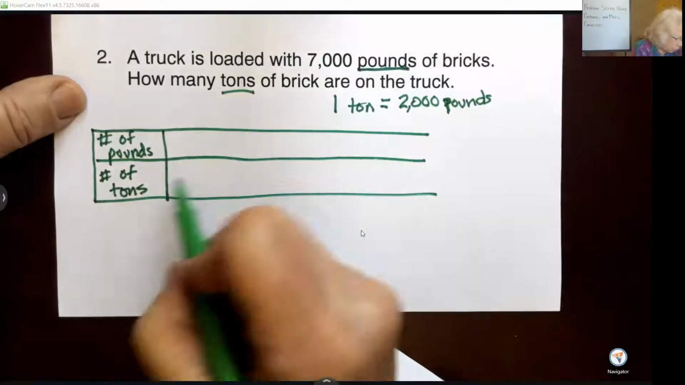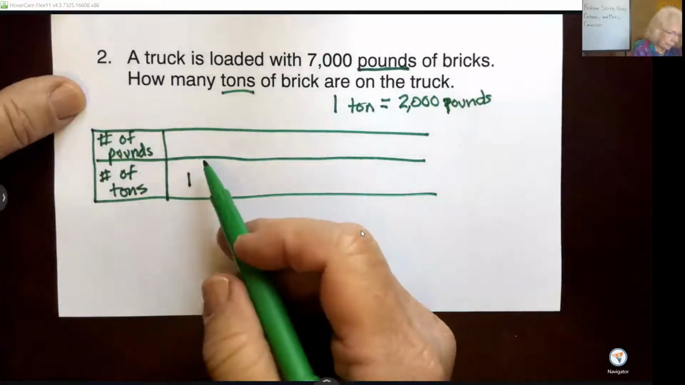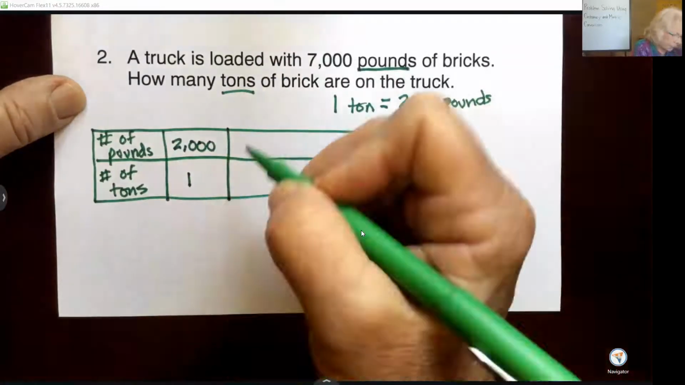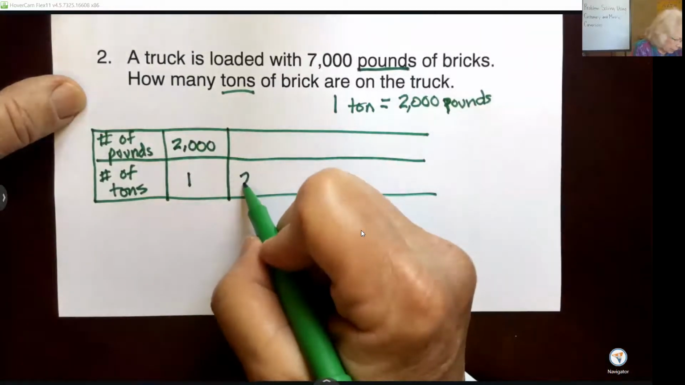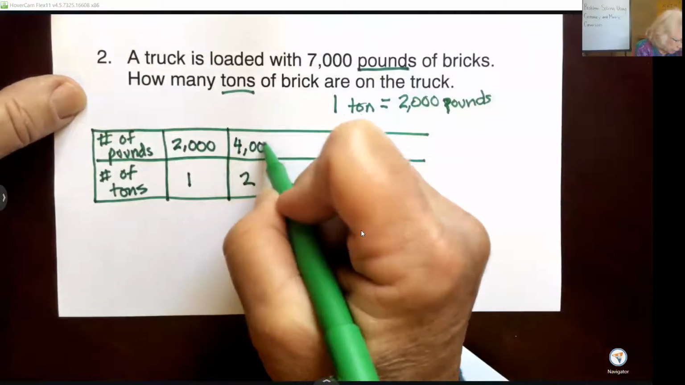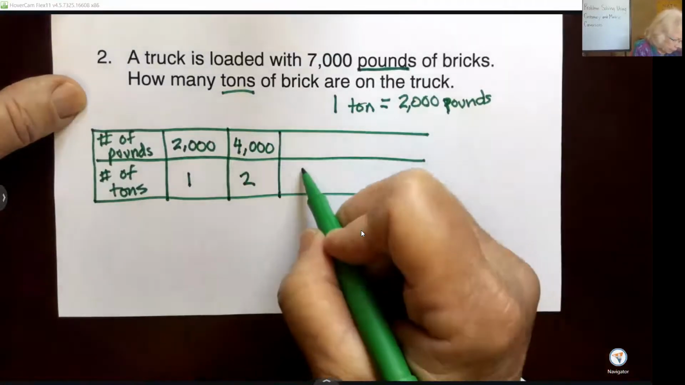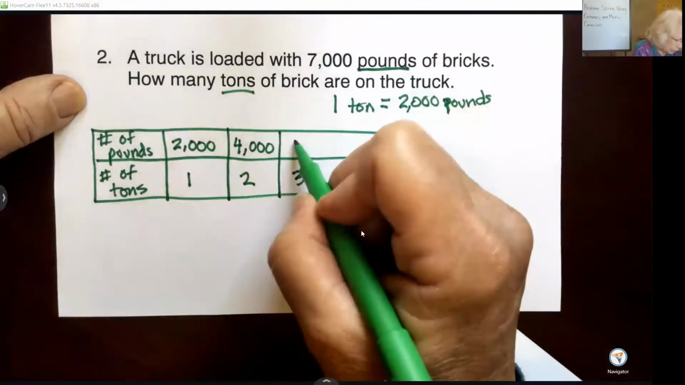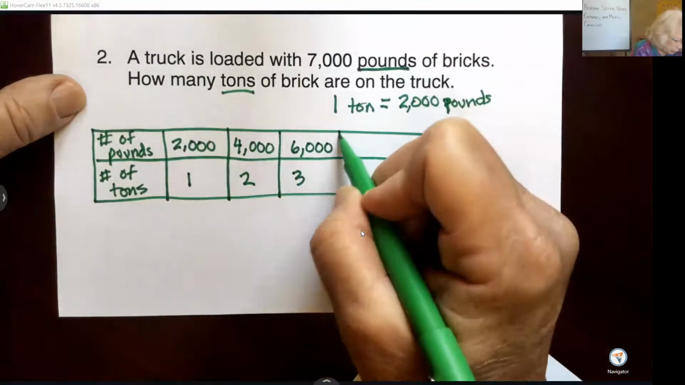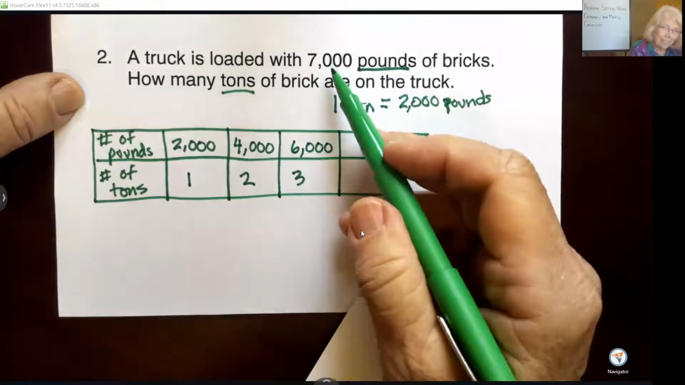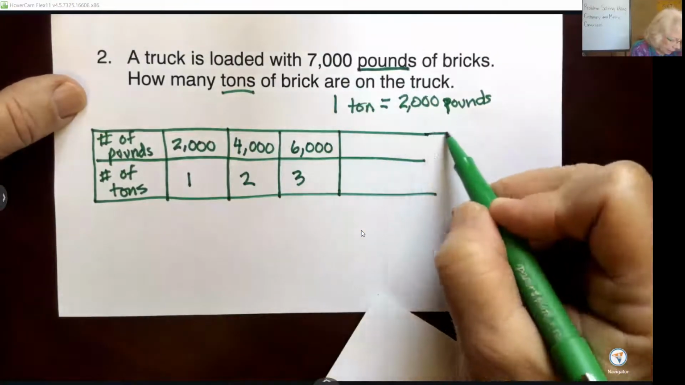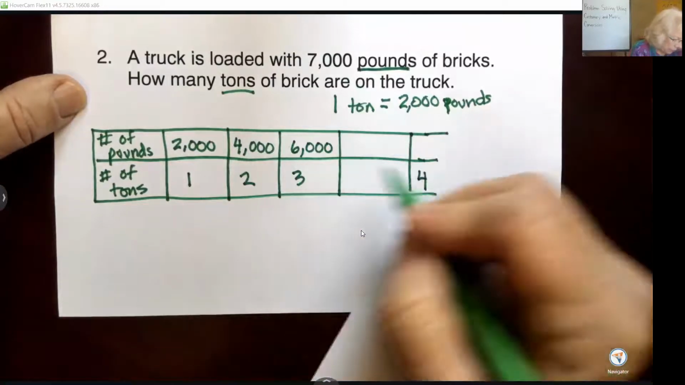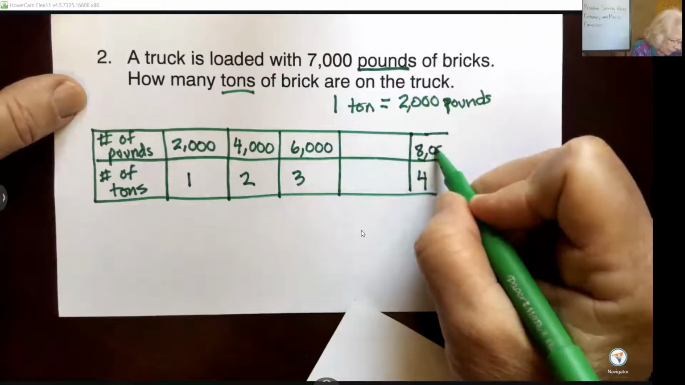So now we know 1 ton, I always like to start with my ones, is equal to 2,000 pounds. We know that 2 tons is equal to 4,000 pounds. And if we know that, we also can do 3, which is 3 times 2,000, is going to get us 6,000 pounds. Now they have 7,000, so I'm going to leave a little blank again. Come over here to one that I know, which is 4, is going to give us 8,000 pounds.